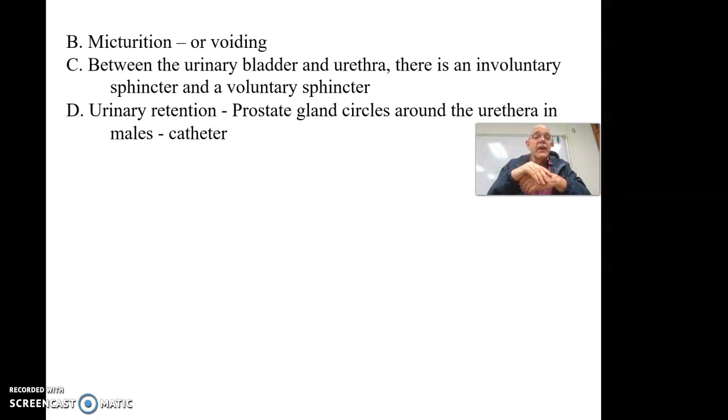To fix that, they would have to run a tube up the urethra, all the way from the penis up into the bladder, and that would allow it to flow out. Now, in women, the urethra is much shorter. It's only about 2 or 3 inches, I think. So it wouldn't be as difficult to put the catheter up there and drain it out if you needed to. But it's very common in men.